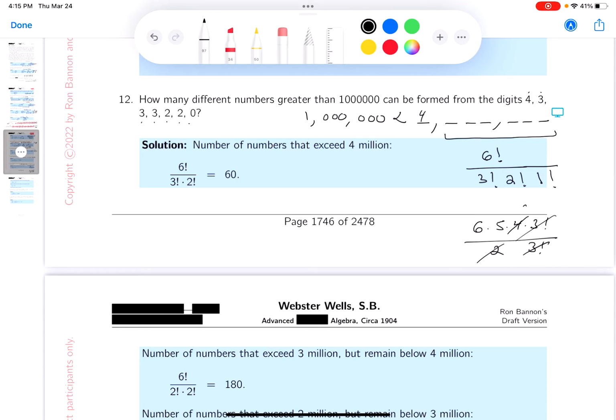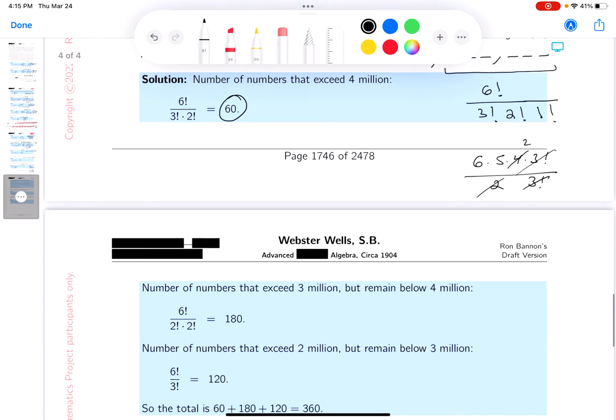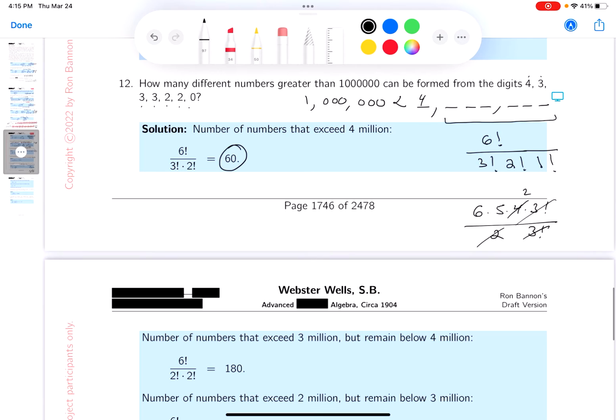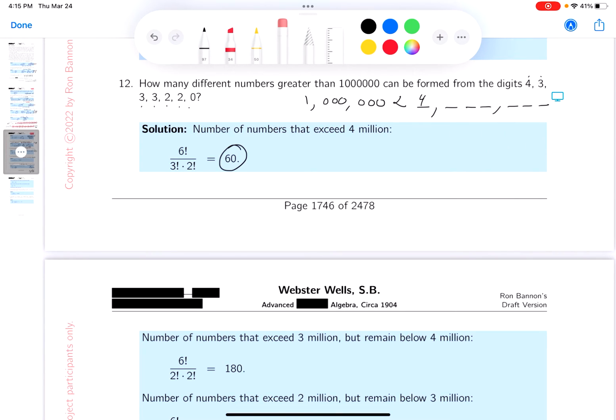2 goes into 4 2 times. 5 times 2 is 10, 60. Okay? They're the numbers that exceed 4 million. All right, I want to go to the next thing, picking another number. I'm still going to do the million. I can do the same diagram I have over here. I'll get rid of the 4, though.